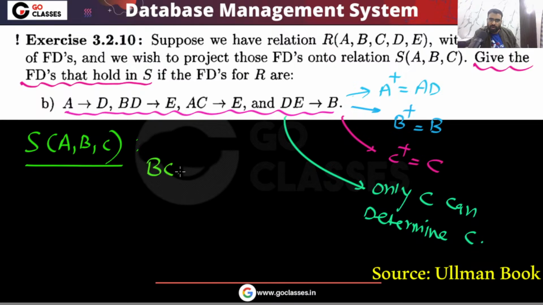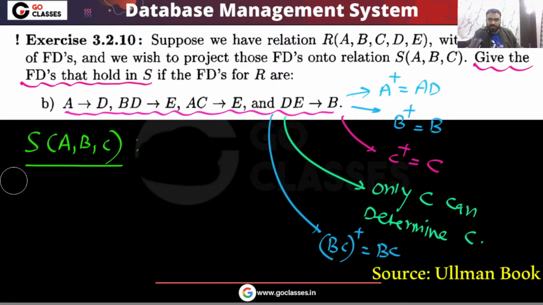Let's check BC. So you find what is the BC closure. What will that be? That will be BC only. So again, you can see that BC cannot determine A.